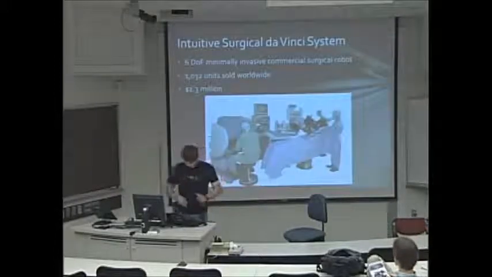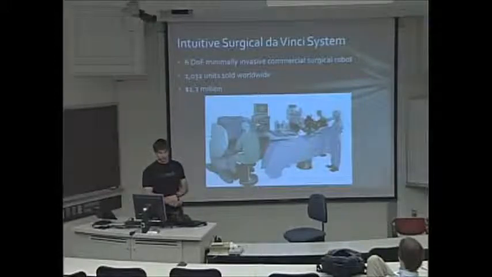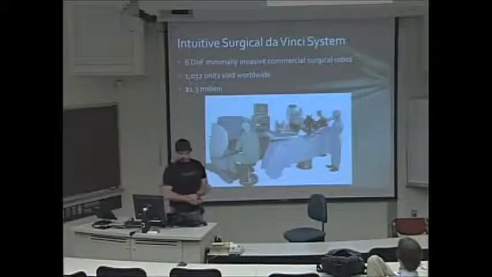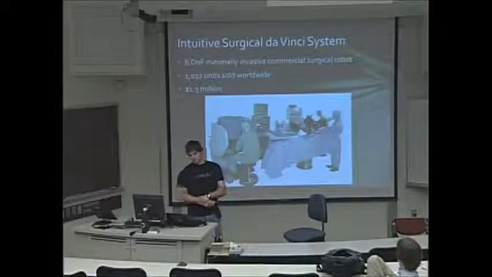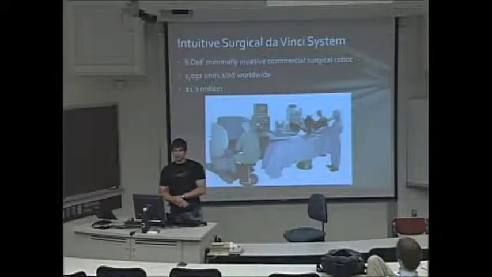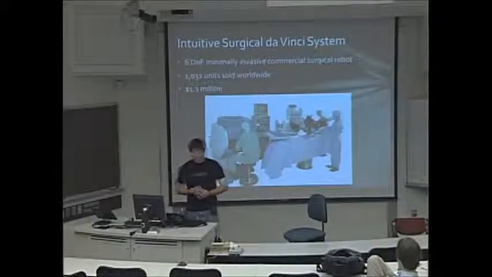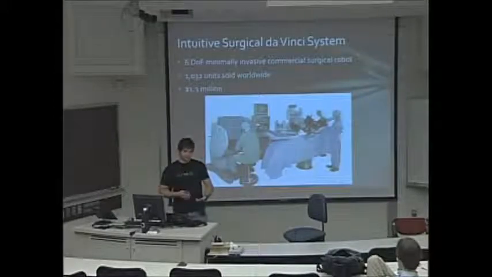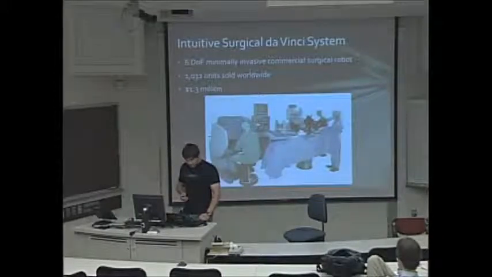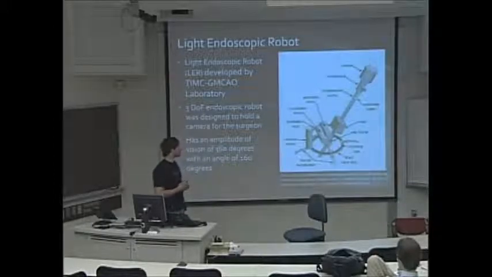So related work. This is based on the Intuitive Surgical da Vinci system, as we talked about before. It's a 6 degree of freedom, minimally invasive commercial surgical robot. It's very expensive. UNC has 4 of them. And the reason that we want this low-cost test bed is because we can't just play around with a $1.3 million system. And it's both in use, and no one's going to allow us to do that. So that was the first thing that inspired us to create this.